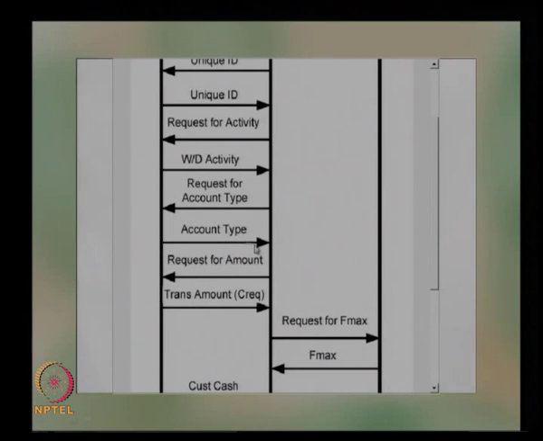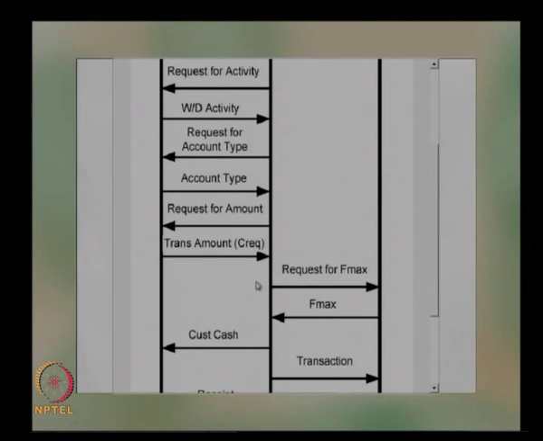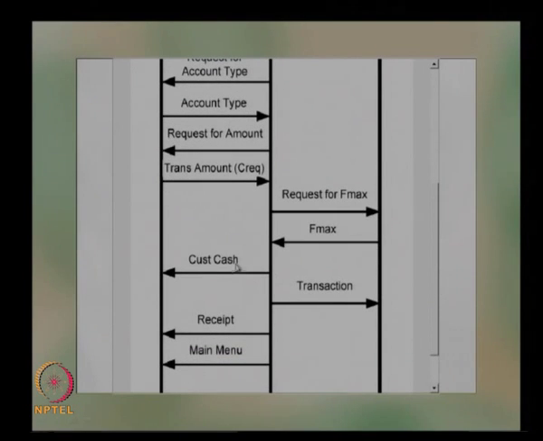then account type is given, then request for amount, transaction amount, and then when you give the amount, there will be a verification of what is the maximum amount the person can withdraw, and that amount will be given back to ATM, and then ATM will decide whether to give the cash or not, and once it is accepted it will be providing the cash. So, the customer is given the cash from the ATM.